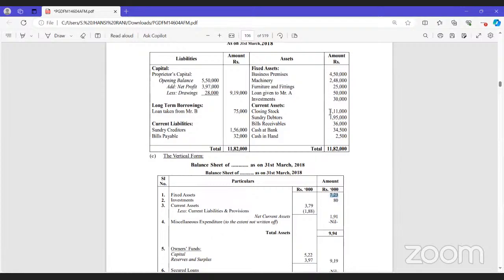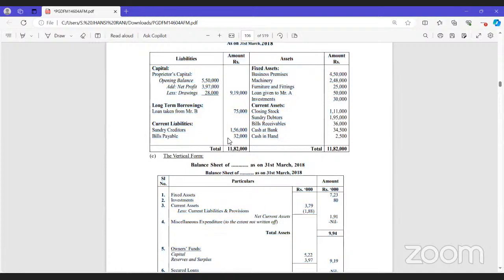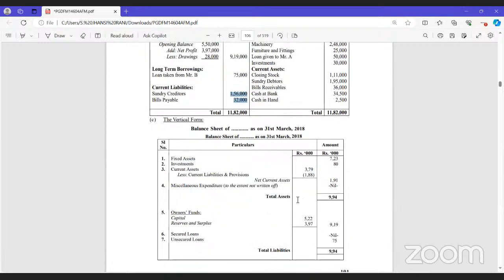Next we have investments and current assets. All current assets put together, these all are added together and written here 3,79,000. And we have current liabilities and provisions. So these are current liabilities, 1,88,000. This is deducted. Instead of writing here and there, it's as it is in vertical form. They are deducted here, and whatever the balance is, that is net current assets, and the total will again be total assets.